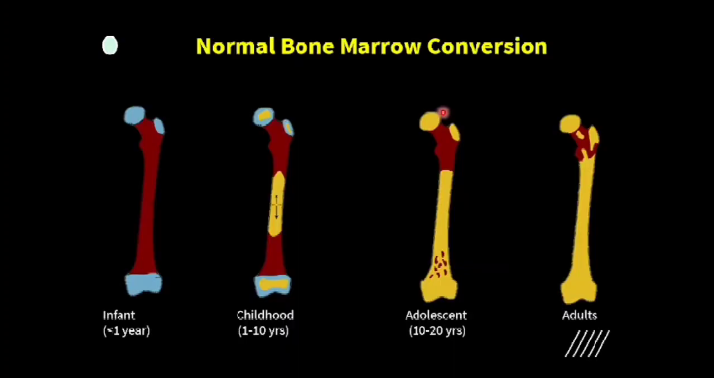So in this diagram you can see the normal bone marrow transformation. In infants, that is less than 1 year, you have the red bone marrow. Whereas in childhood, that is between 1 to 10 years, you can see the starting of the yellow bone marrow in the center. In adolescence, that is 10 to 20 years, mostly it is replaced by the yellow bone marrow. And in adults, you have mainly yellow marrow only, but in some places, that is the area related to the spongy bone, you have red marrow. But you have to remember, in case of extreme blood loss, this yellow marrow can get reverted to the red marrow.